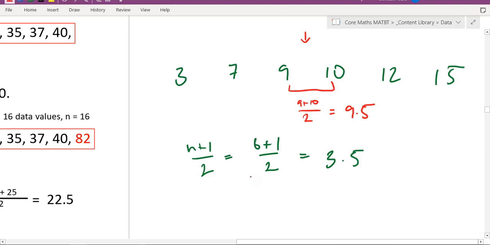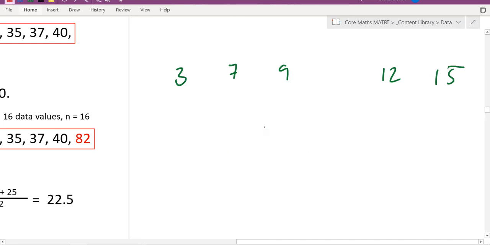Let's say, for example, I'm going to be tricky now. What if I went and just put, let's get rid of all this, 9 there. So what's my median now?